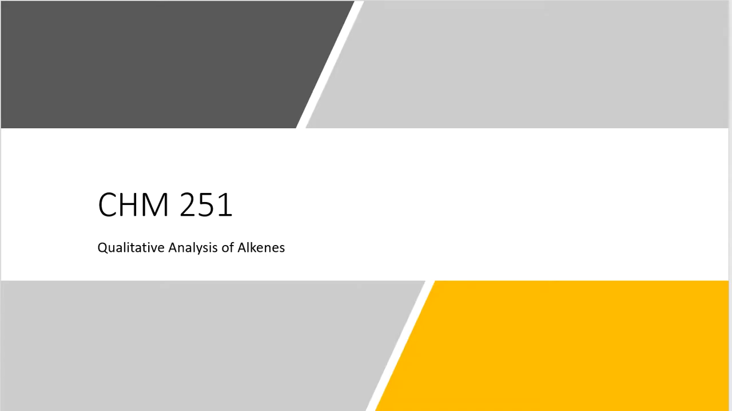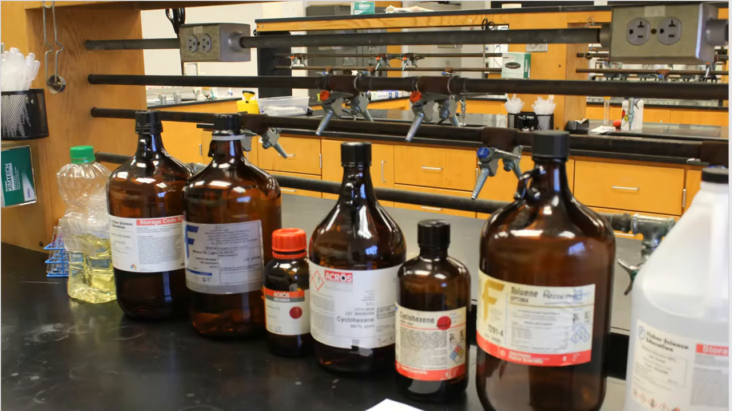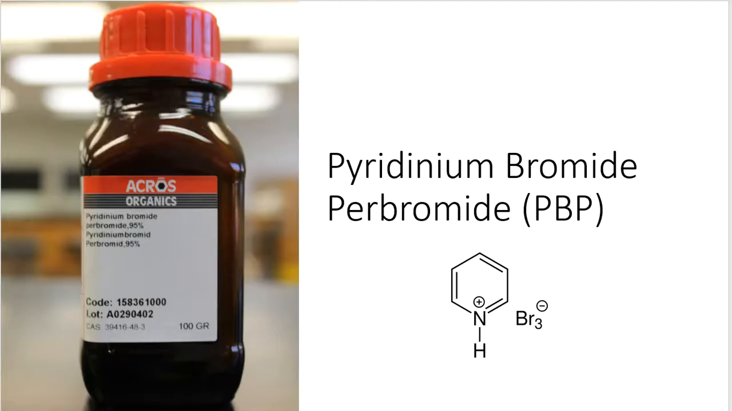All right, so I'll need quite an assortment of different things in our lab. And here they are, all lined up, one after another. Well, I'm going to focus on my PBP first. Here is pyridinium bromide perbromide. If you need it, the manufacturer is Acros Organics, and the lot number is A0290402. And here's the structure yet again of pyridinium bromide perbromide, PBP.